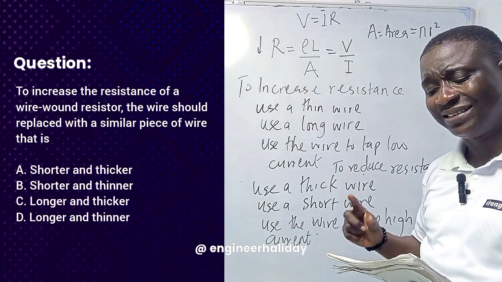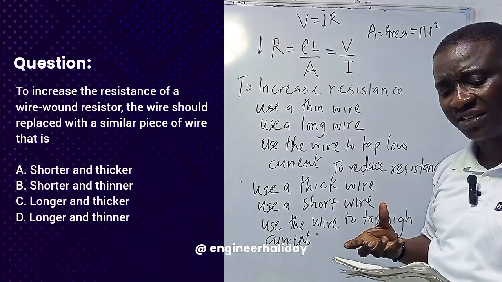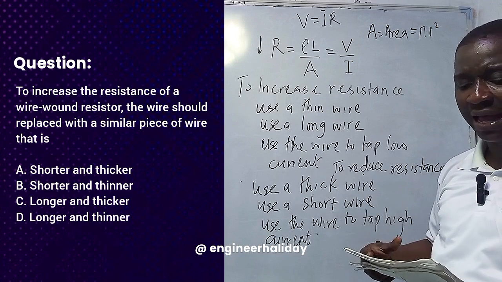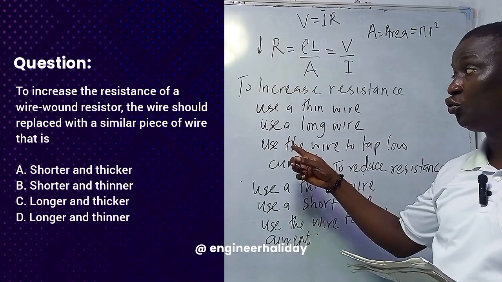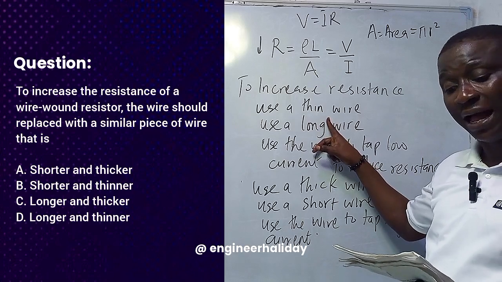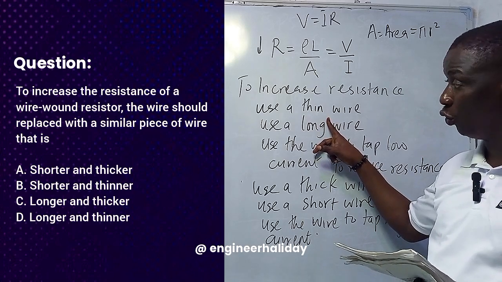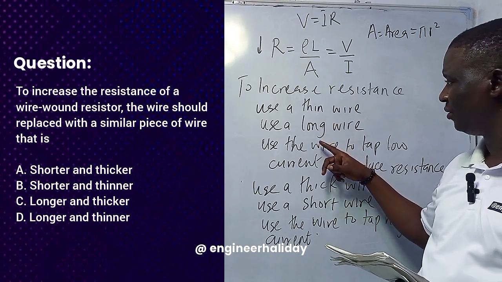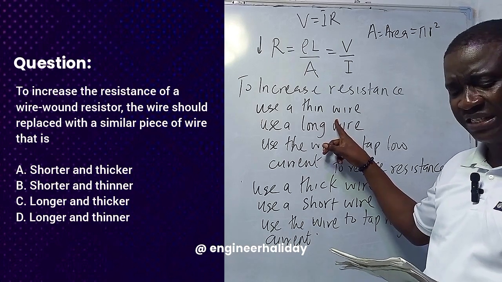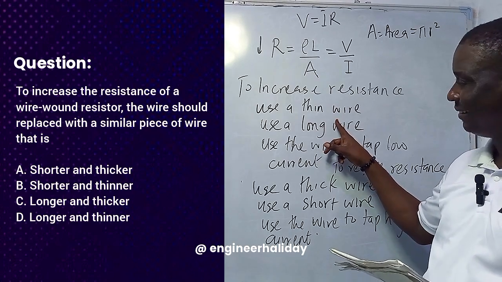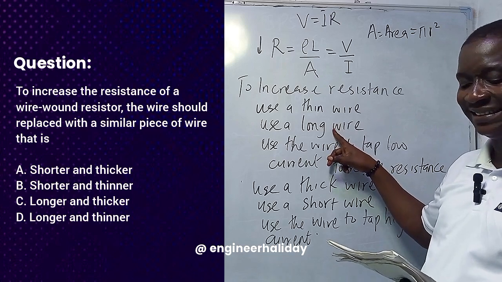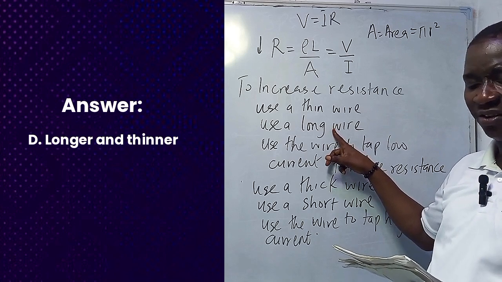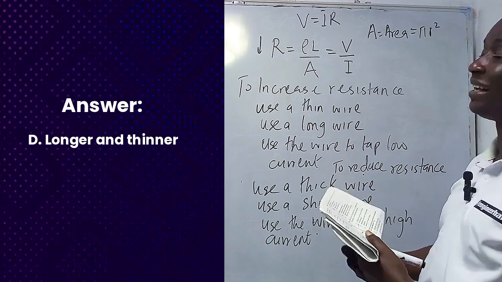So the question says to increase the resistance of a wire wound resistor, the wire should be replaced with a similar piece of wire. What do we use to increase the resistance? A thin wire. A says short and thick. No. B says short and thin. No. C says long and thick. No. Long and thin. Yes. Longer and thinner is option D. Option C, longer and thicker, is not the answer. So option D is the right answer. Thank you.